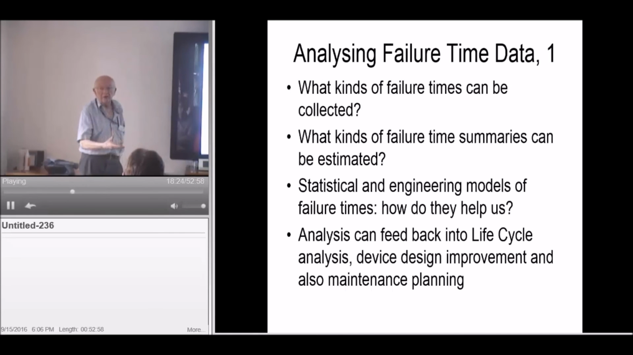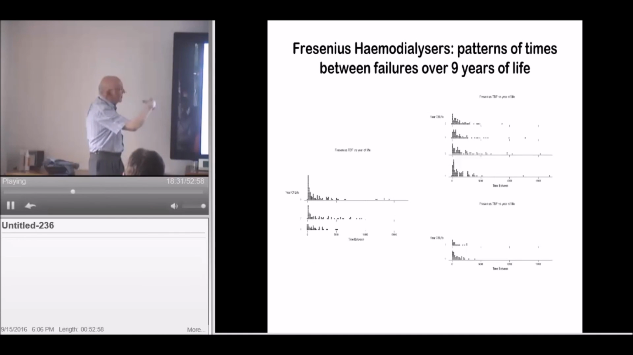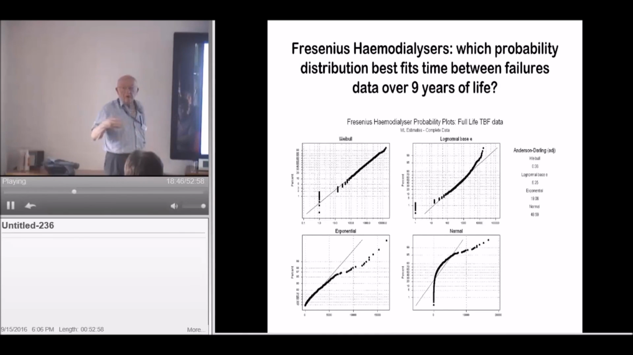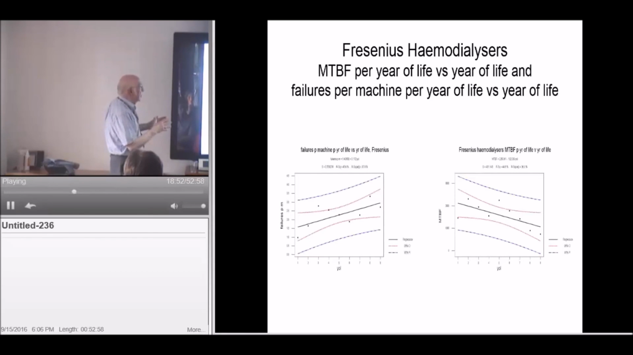So we were looking at different phases of the life and what kinds of failure time patterns were available, and then how did the pattern vary. And this is the pattern looked at over the lifetime of, these are individual times between failures. This is looking at those times between failures over the whole life of a dialysis machine and fitting it to various probability distributions. So we were able to look at failures per machine per year of life, and we were able to look at how the life pattern behaved over the full life.